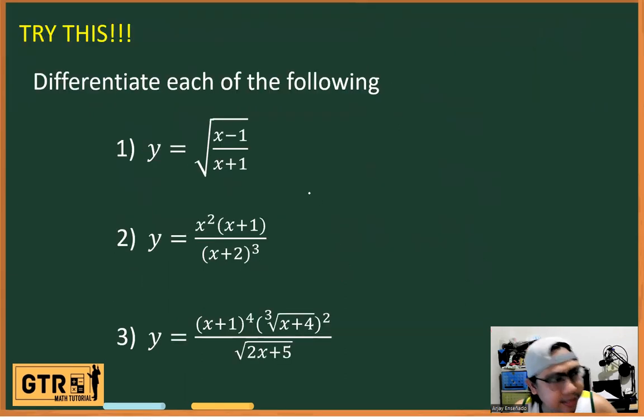So try this. So differentiate each of the following. So we can use a quotient rule or another quotient rule. But it is easier if we will use the logarithmic differentiation. So try to solve these three numbers.